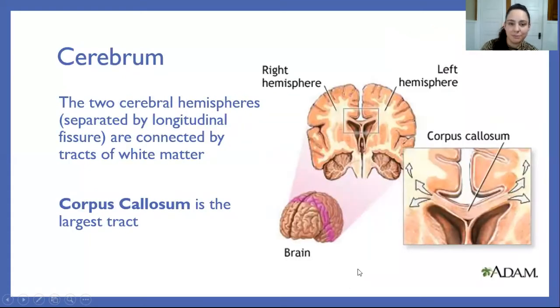With the cerebrum, the two hemispheres are going to be connected at a structure called the corpus callosum. We see that here as a tract of axons. Now this is going to be white matter. And it's here that we have the myelinated axons that form highways between the two cerebrums, connecting them and allowing information to be exchanged between the right and the left hemisphere.